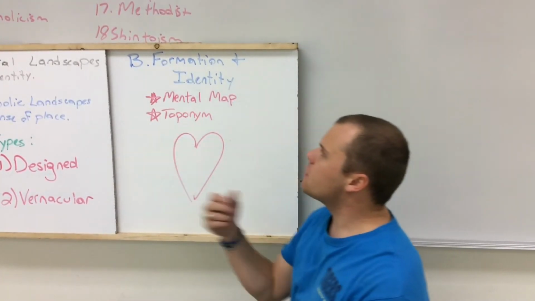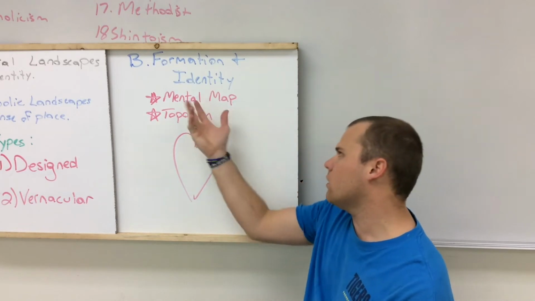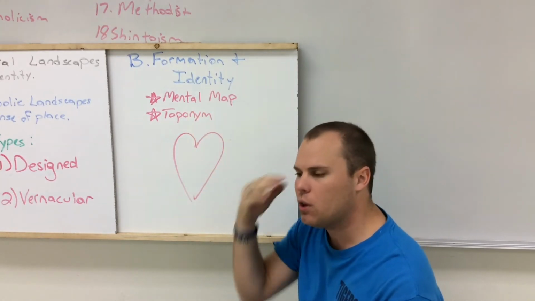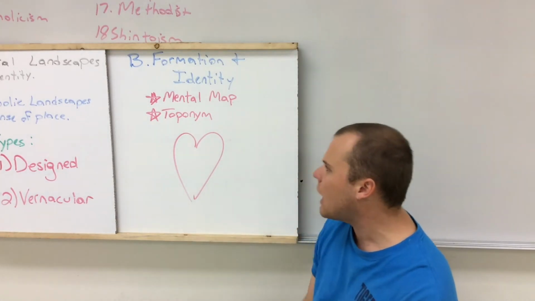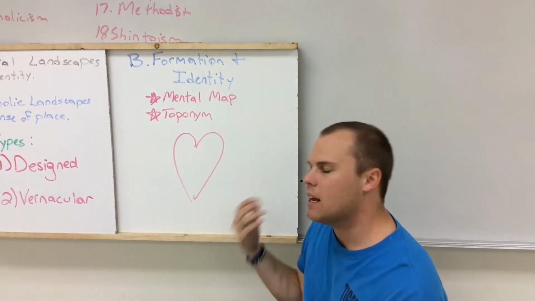All right, moving on. Our next major heading is formation and identity. What I want to look at is the mental map. This is your idea about things. When you think about a place, this is how you visualize the place. And so you visualize it through things like landmarks and nodes.